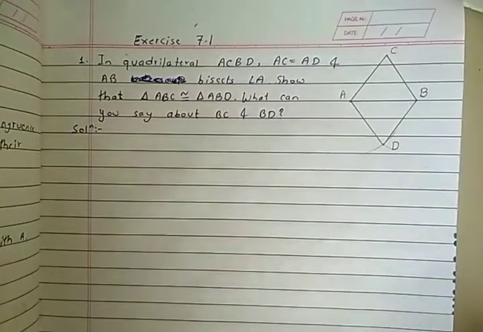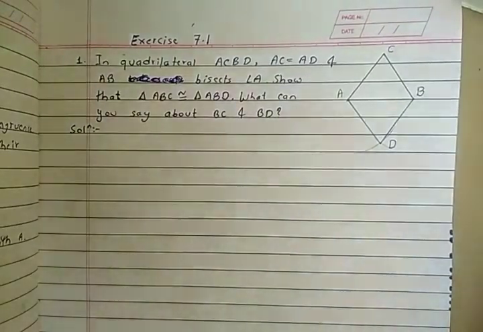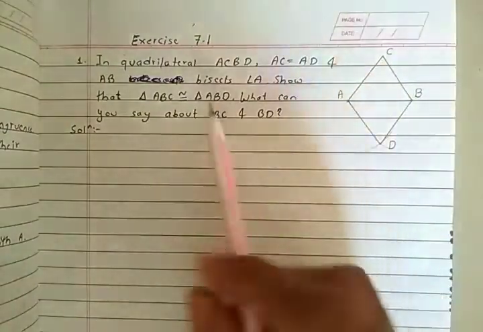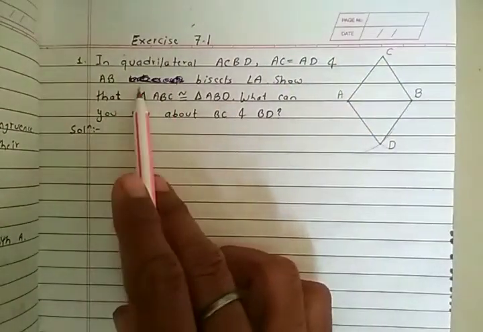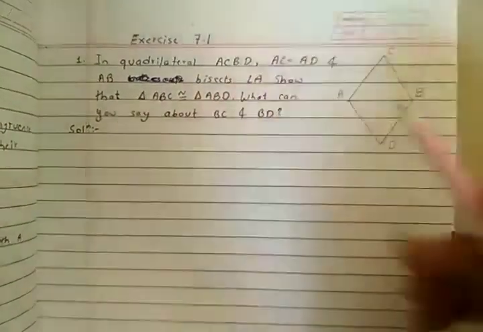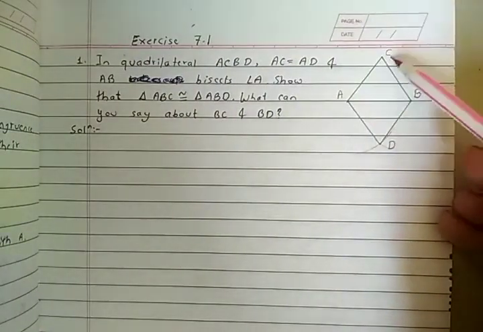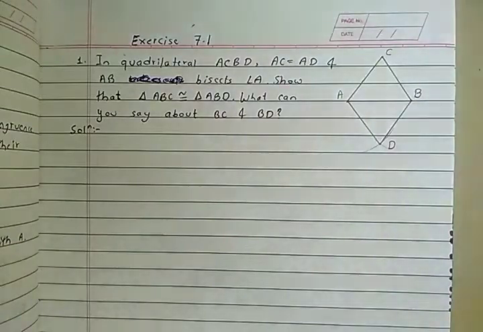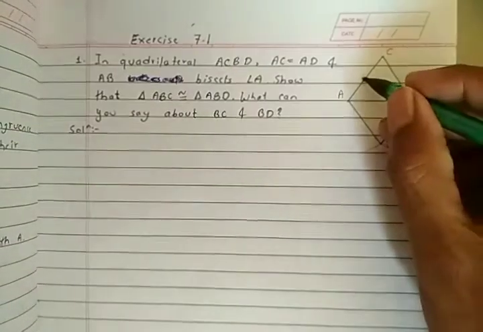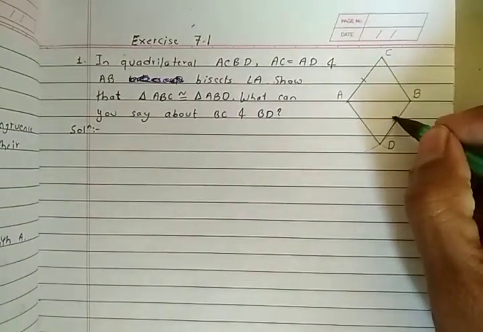Now let's start solving exercise 7.1. We'll solve the first question. In quadrilateral ACBD, ACBD is one quadrilateral where AC is equal to AD. So how will we denote this? We will denote this by one line.